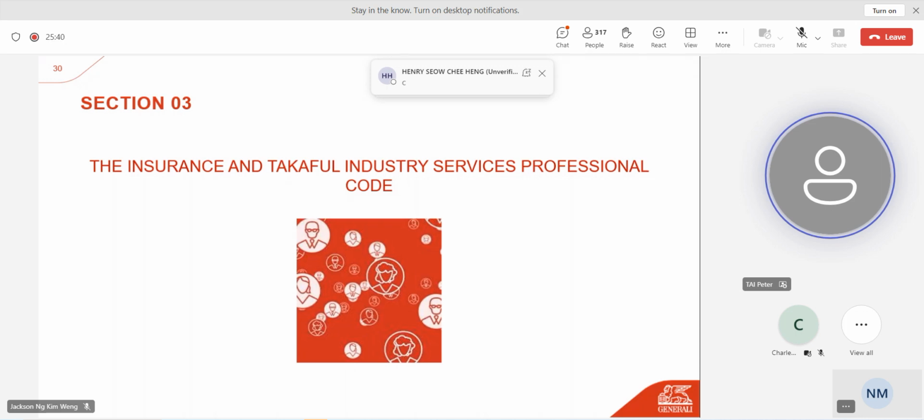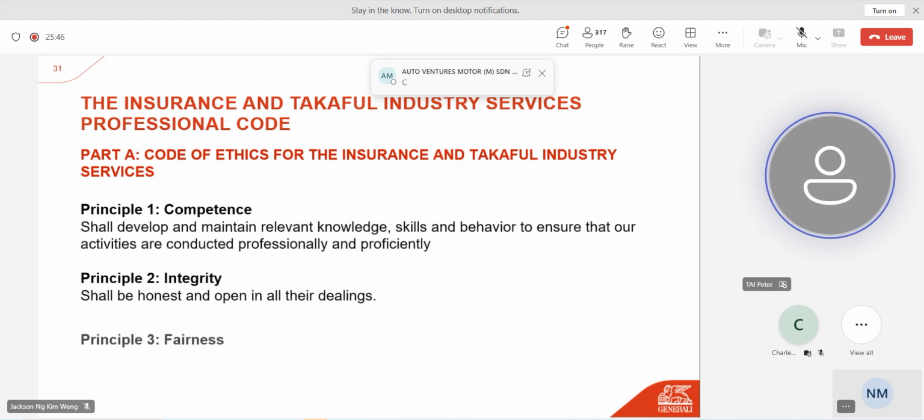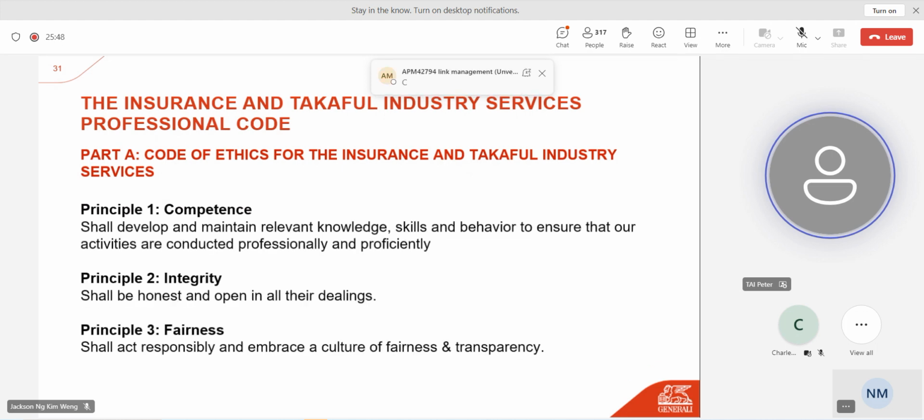Okay, now it is under the takaful industry. Insurance and takaful industry. It's quite similar with the general code of conduct. You must have competence, you must have integrity, and you must have fairness in your business dealings every day. These are all universal values, and we all adhere to this. We just follow strictly on all these practices.